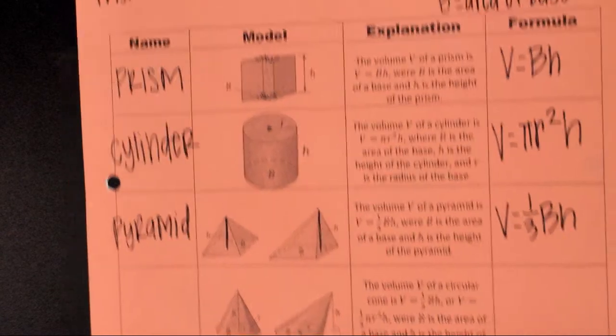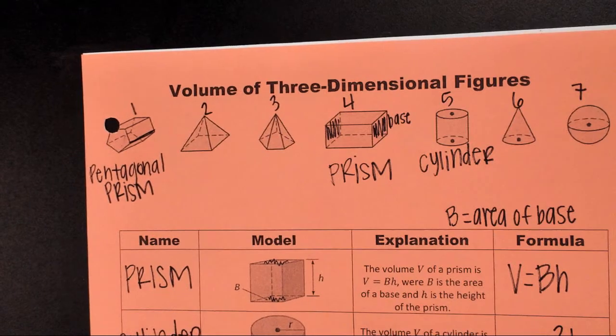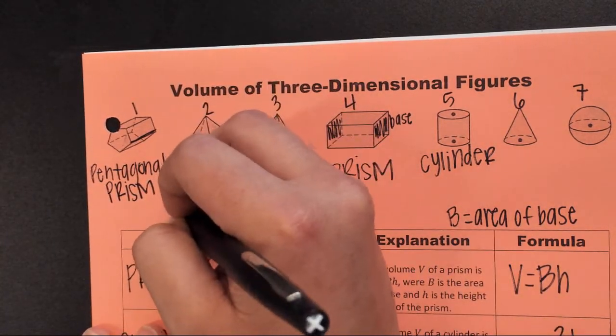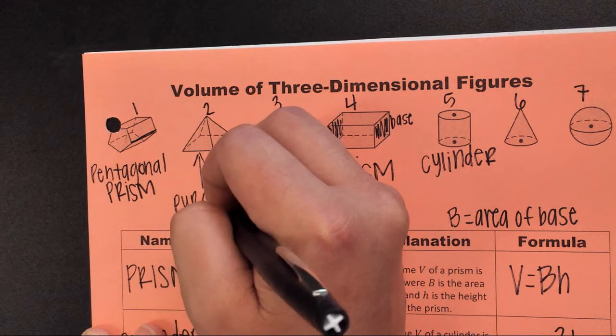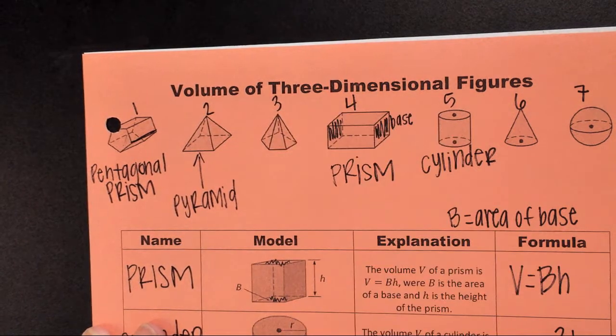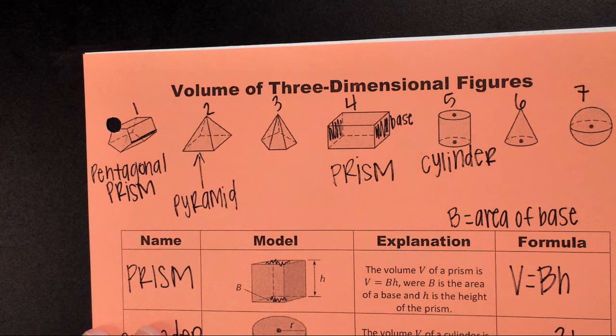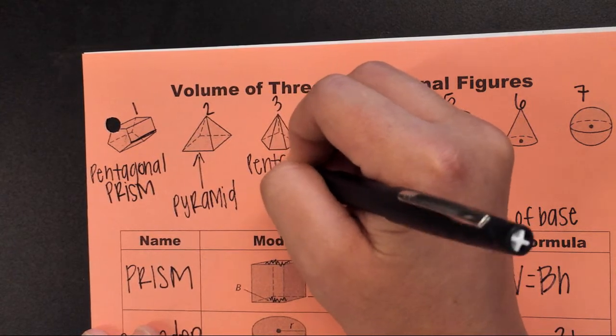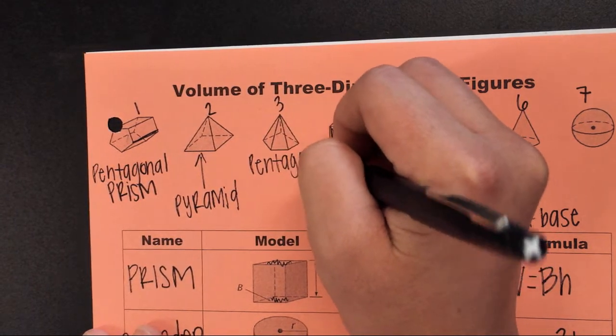Okay, so what pyramids do you see at the top? 2 and 3. I call this a regular pyramid because the base is just 4 sides. But what kind of pyramid is number 3? Pentagonal. So if I have to find big B, then I have to use apothem times perimeter divided by 2. So this is a pentagonal pyramid.